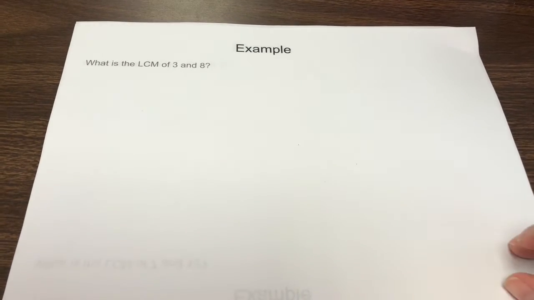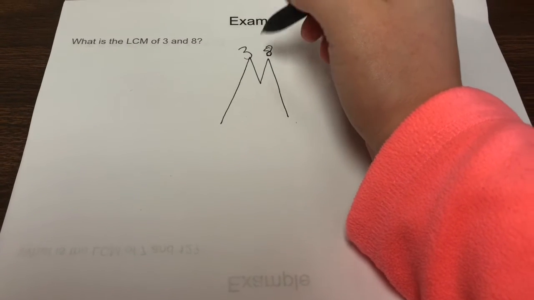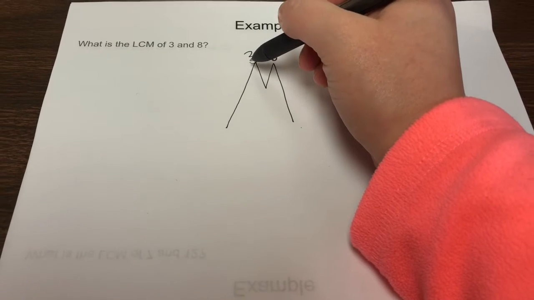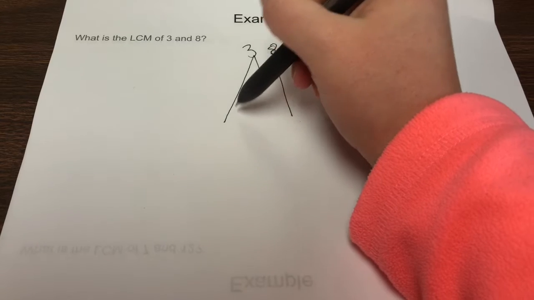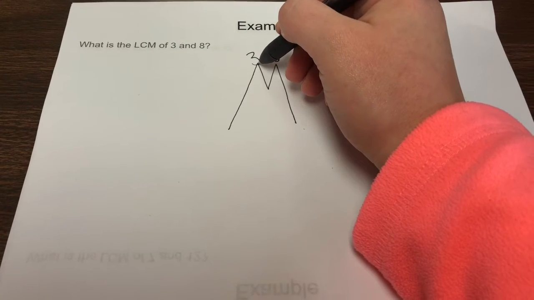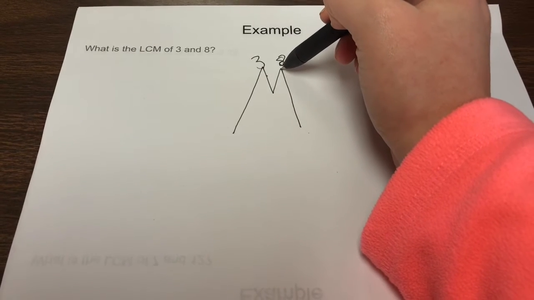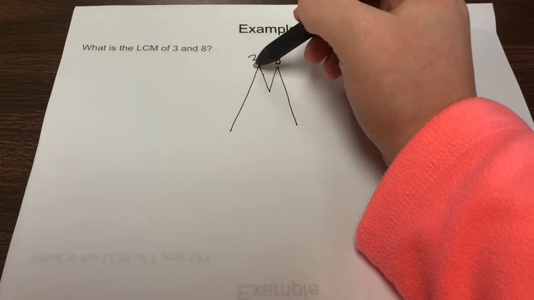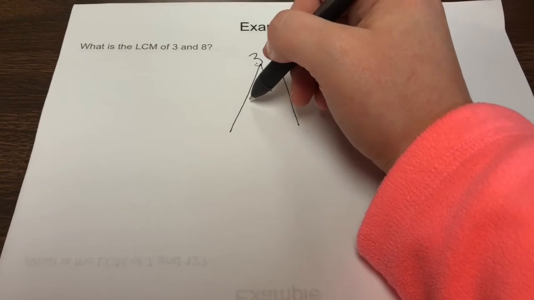What is the LCM of 3 and 8? This is where the M method will come into play. I'm going to start listing multiples down the side of my M, and M is for multiples. I'm going to start with 1, and 3 times 1 is 3, and 8 times 1 is 8. Those are already listed at the top, so I'm not going to rewrite them.